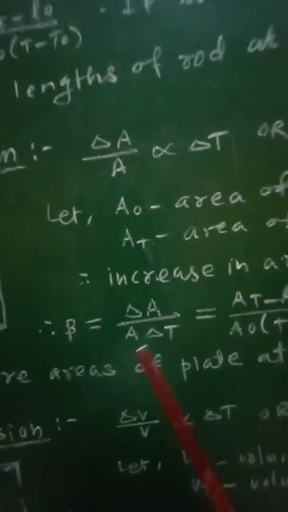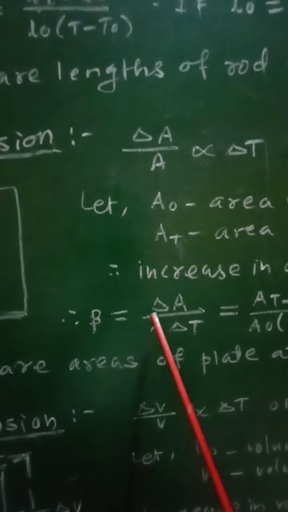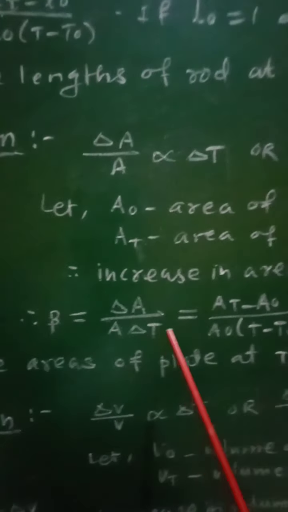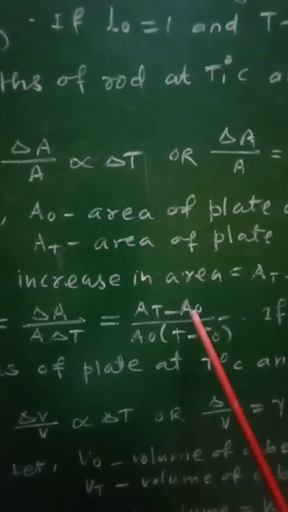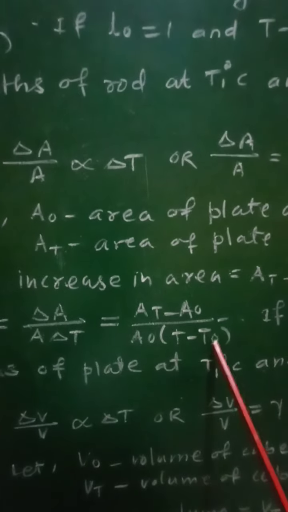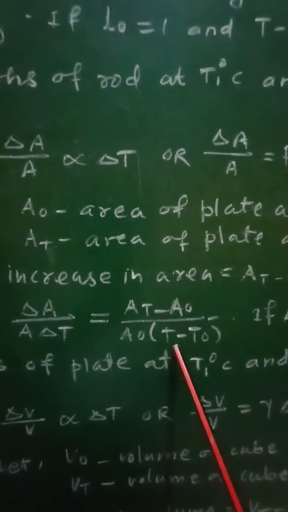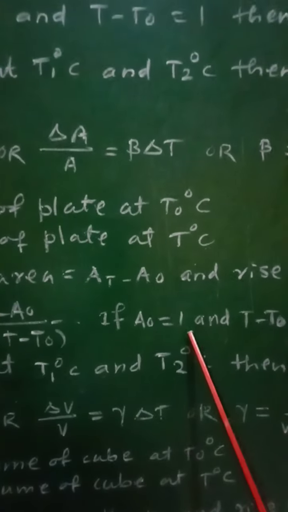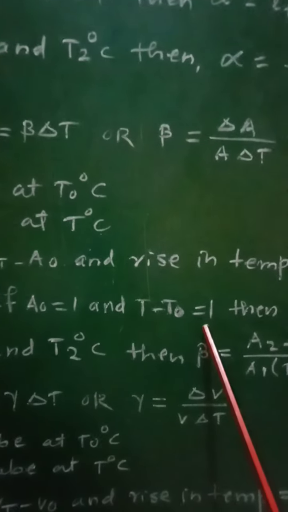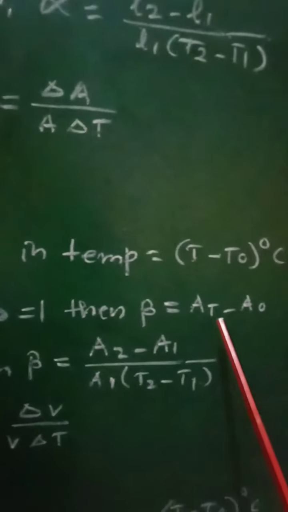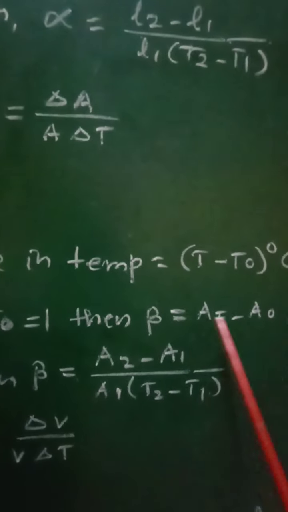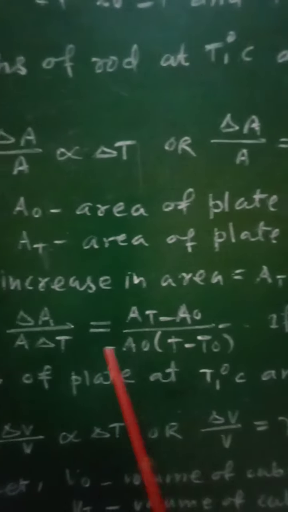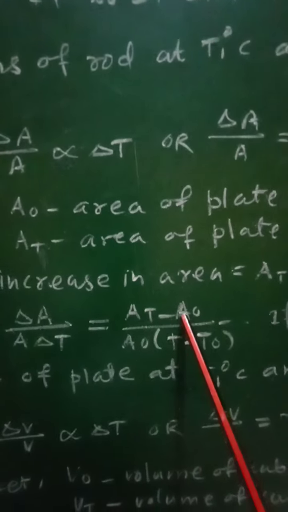And therefore the coefficient of areal expansion beta will be equal to delta A upon A into delta T. It will be written as AT minus A0 upon A0 into T minus T0. Now from this relation, if A0 equal to 1, that is unity, and T minus T0 is also 1, then beta will be equal to AT minus A0.